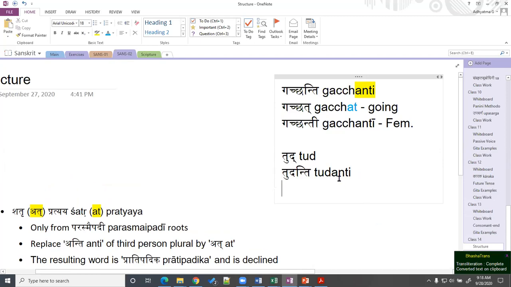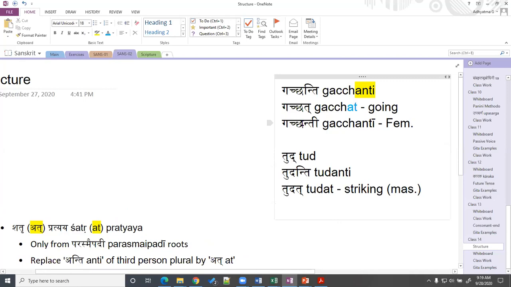And if I have to make the present participle from there, then it would be tudat. Tudat means striking, so somebody is striking. That is masculine. If I have to make feminine here, as per the rule we studied earlier, it would be tudanti.